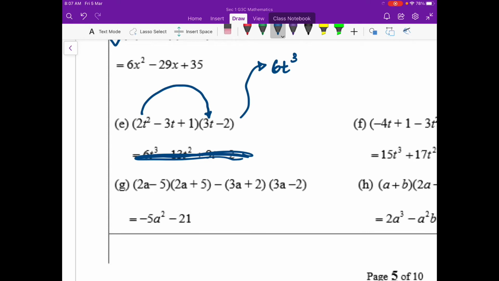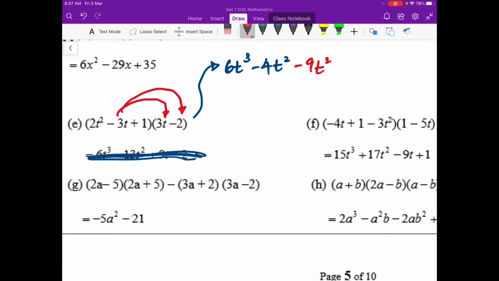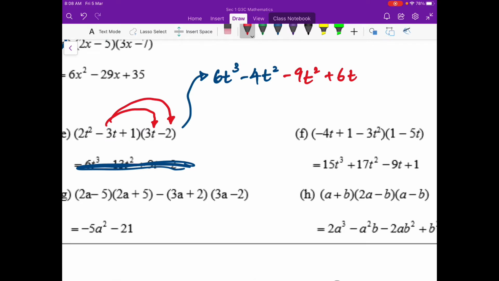Then take your 2t squared multiplied by negative 2, negative 4t squared. And next, negative 3t times 3t, we get negative 9t squared. Negative 3t times negative 2, plus 6t. And then the last term, we have positive 1 times 3t, positive 1 times negative 2. So plus 3t minus 2. And finally, add everything up.